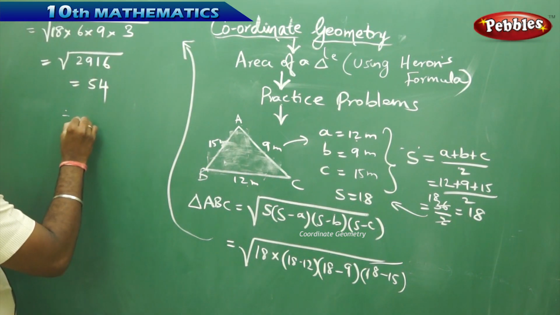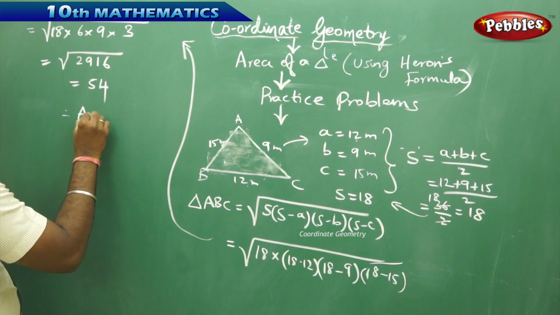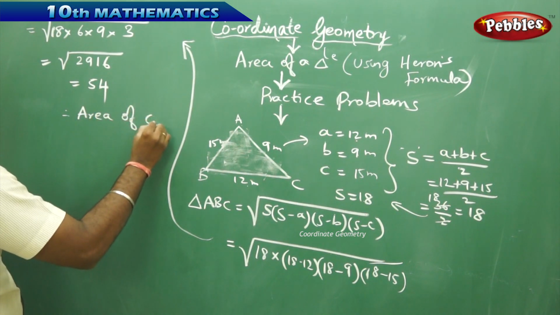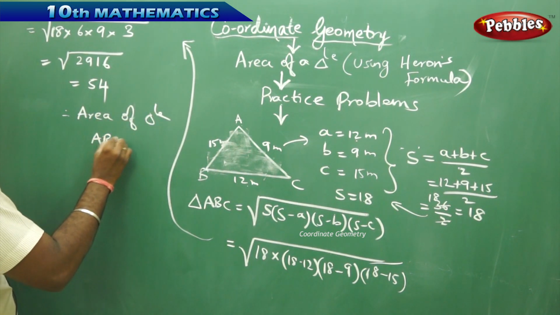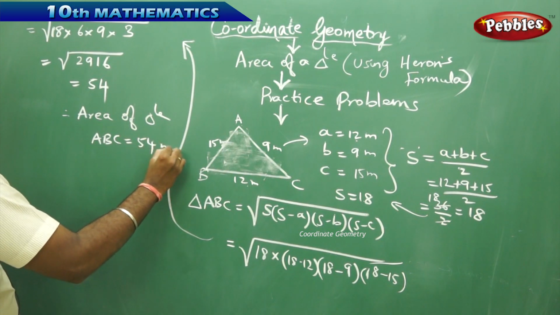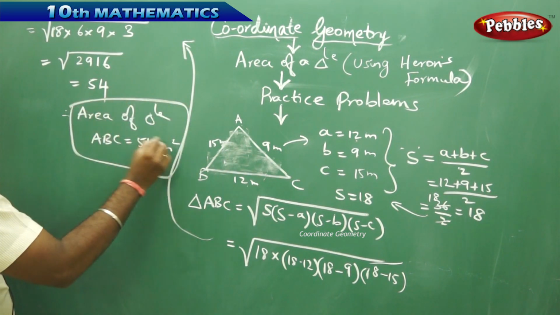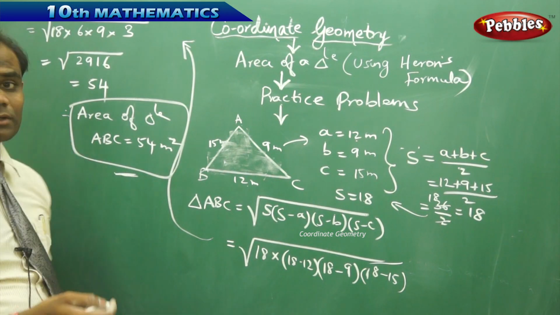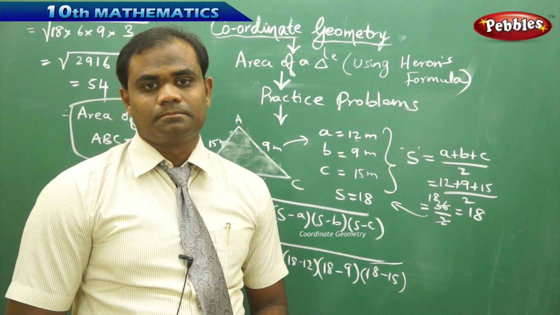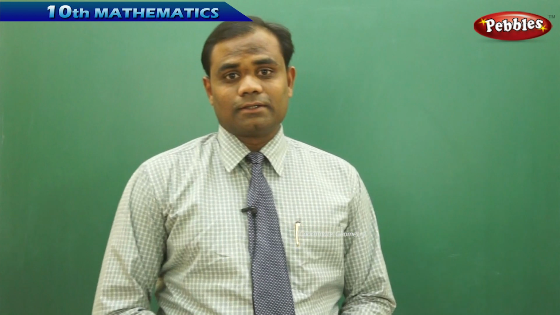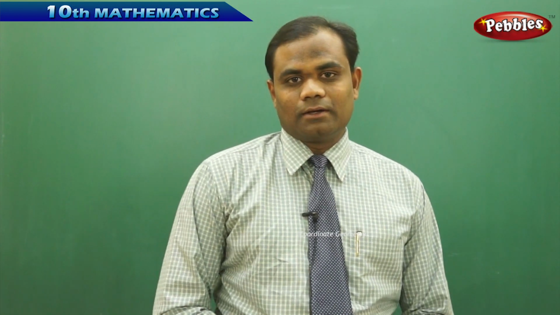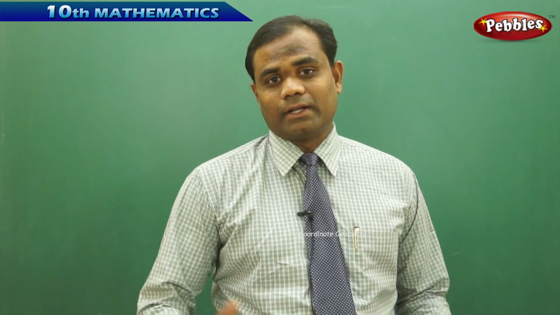Therefore, the area of triangle ABC is 54 meters squared, which is how I calculate it using Heron's formula. So let's continue with coordinate geometry. The topic for the session is straight lines.